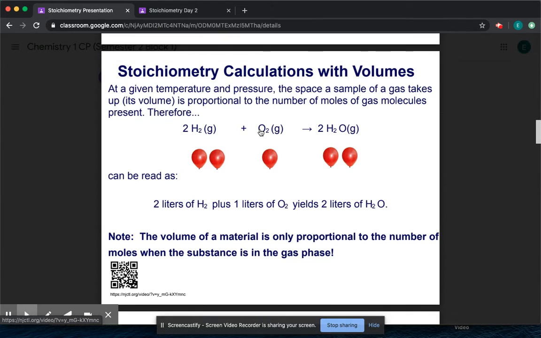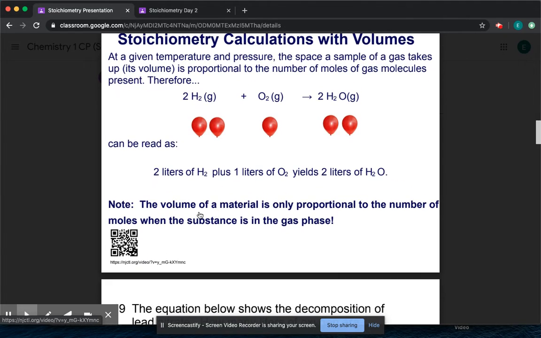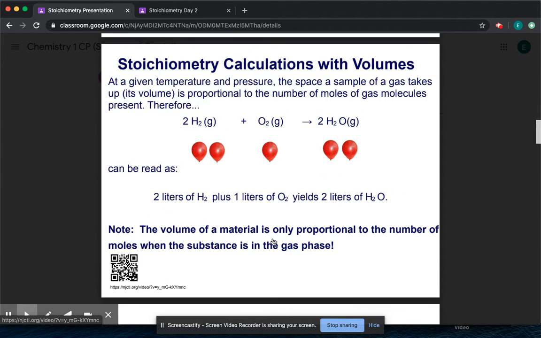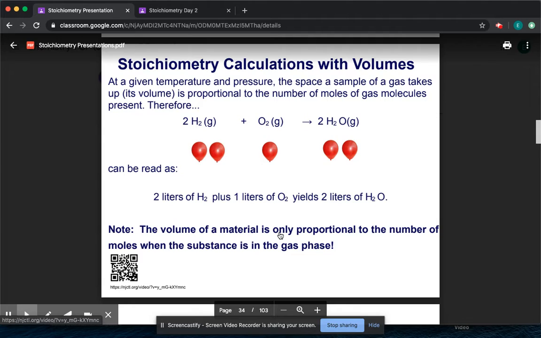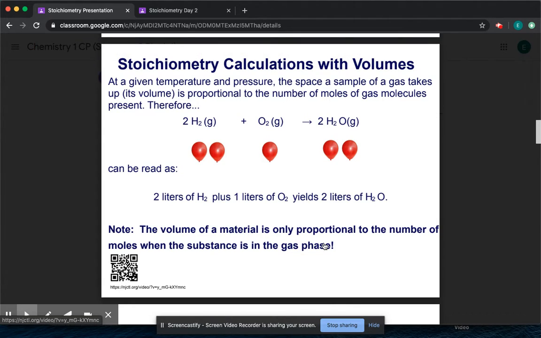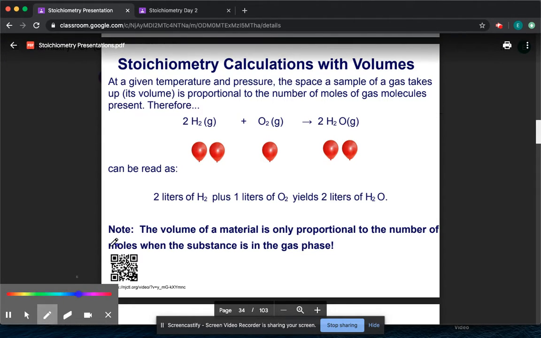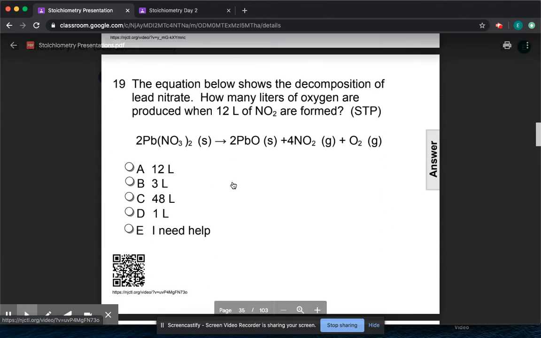But instead of focusing on moles for this section, I want you to focus on the volume aspect, okay? Volume of a material is proportional to the number of moles that you have of it, but only when it's in the gas phase. So this is where we've got to start paying attention to this part of the chemical equations. If it's G, it's a gas, and that's when these things are applicable. So let's start paying a little more attention to that aspect of it.